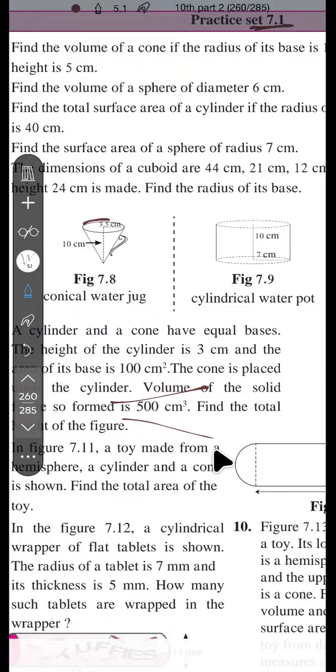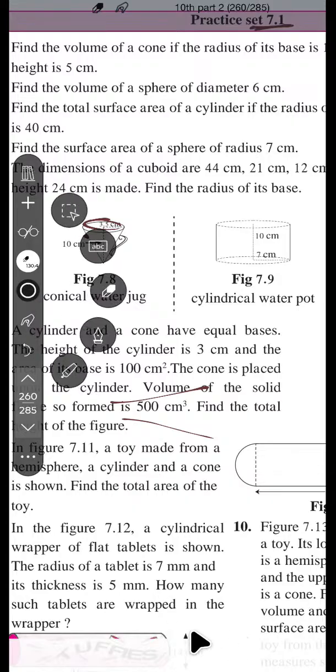See, this is a cone, and this is nothing but the slant height of the cone. It is nothing but L. It is L, correct.